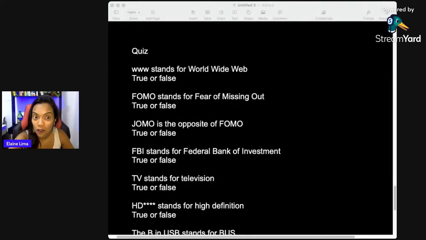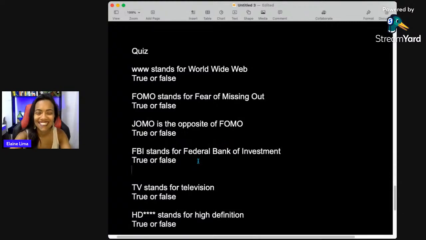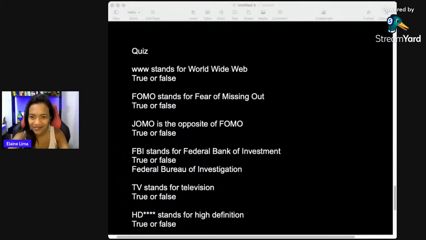Number 4, false. Yeah, it's false. The correct words for FBI are Federal Bureau of Investigation. So Federal Bureau of Investigation. And then 5, true. TV stands for television. And HD stands for high definition.